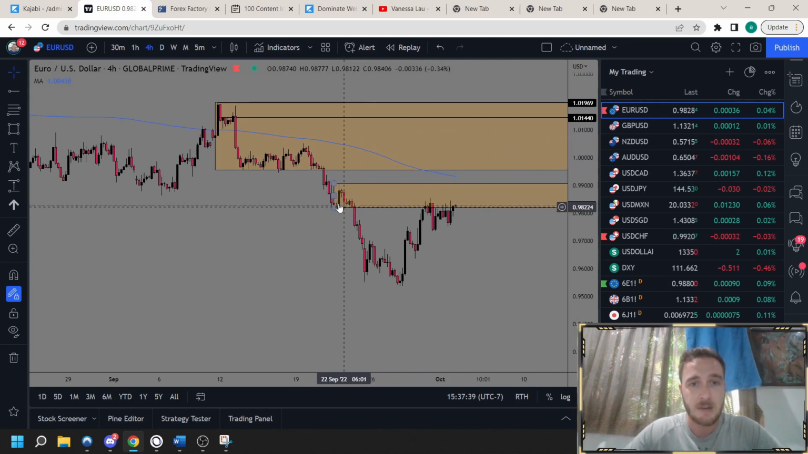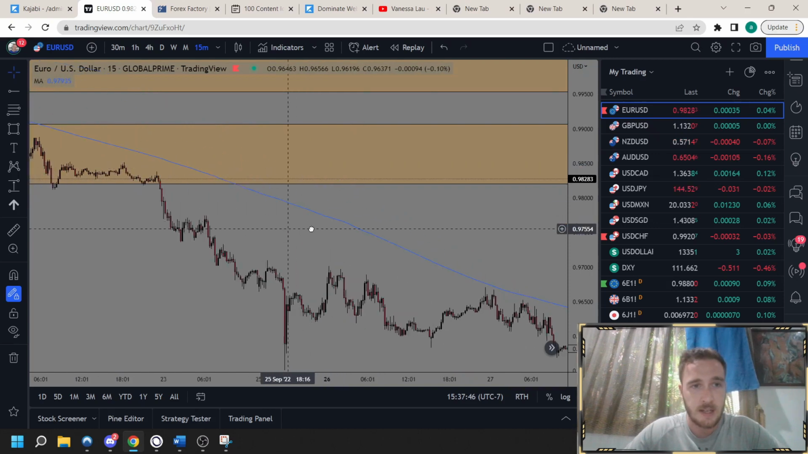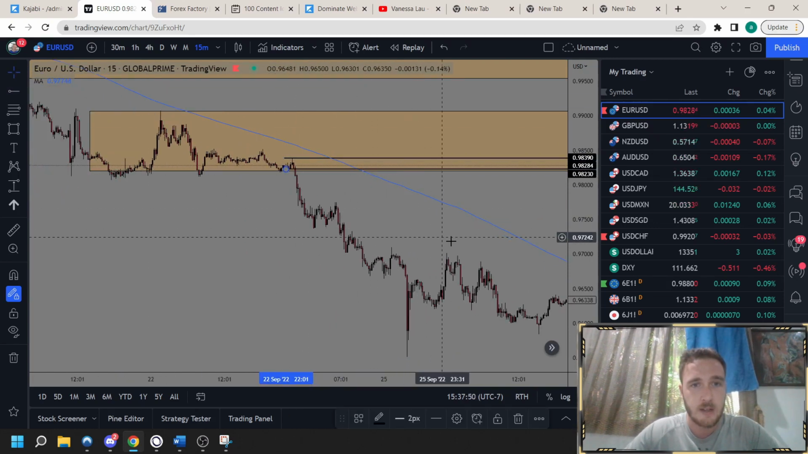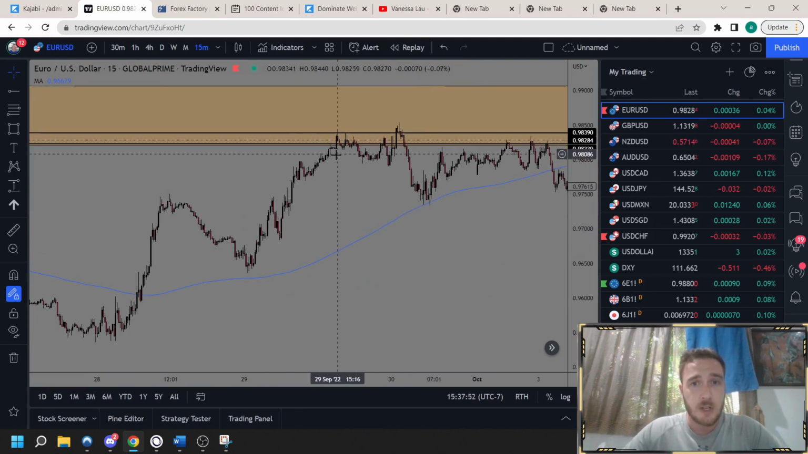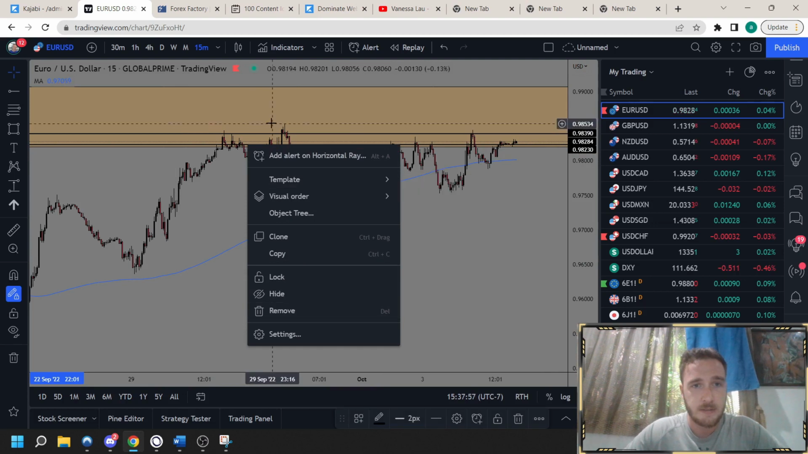Same thing here. Maybe there was a really good 4-hour, 15-minute zone. I don't really necessarily see any. Pretty good imbalance here, but it's not something I would trade. And maybe it works for quite some time. But definitely when it comes to the confirmation, I definitely like this.